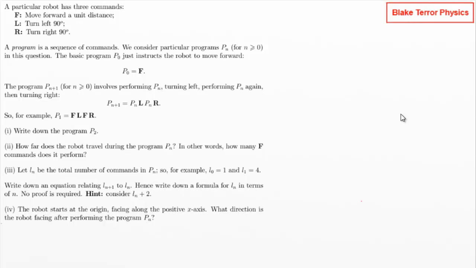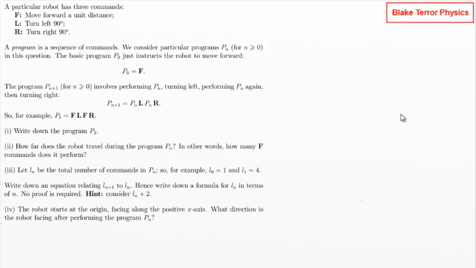F, move forward a unit distance. L, turn left 90 degrees. R, turn right 90 degrees. A program is a sequence of commands. We consider particular programs Pn, where n is greater than or equal to 0 in this question. Basic program P0 just instructs the robot to move forwards, so P0 equals F.